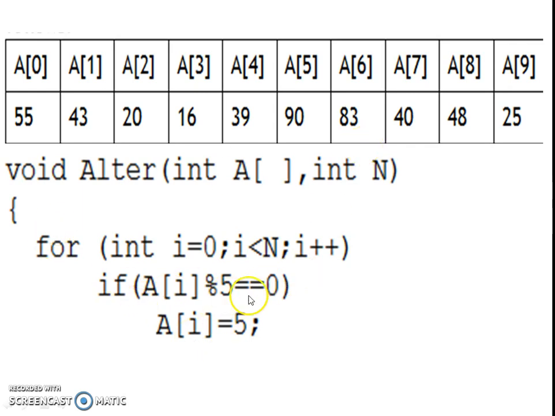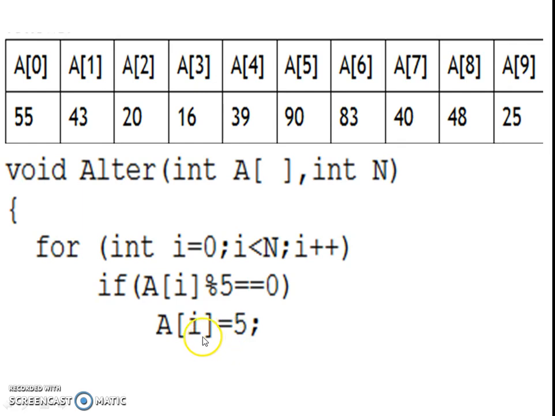Now, as you know, this assignment operator is used to assign a value to any variable. The value which is given on the right side of this assignment operator is always assigned or stored in the variable which is on the left-hand side of this assignment operator.